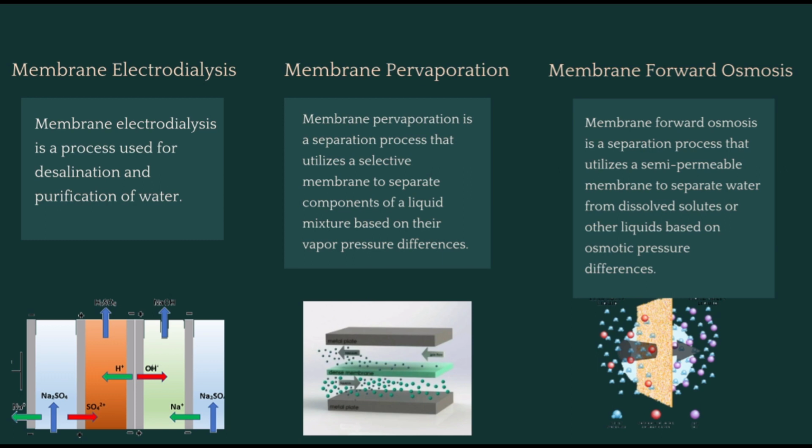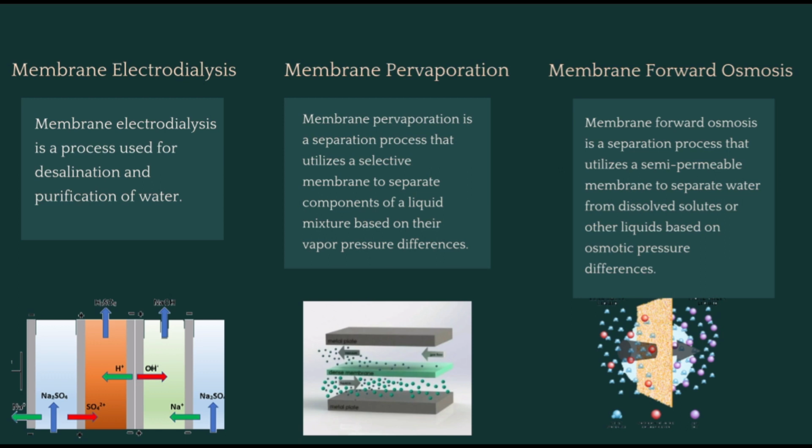The vapor that permeates through the membrane is then condensed and collected, resulting in the separation of the components. The advantage of membrane pervaporation lies in its ability to achieve high selectivity and efficiency in separating organic compounds from mixtures. It finds application in various industries, including chemical processing, pharmaceuticals, food and beverage, and waste treatment.